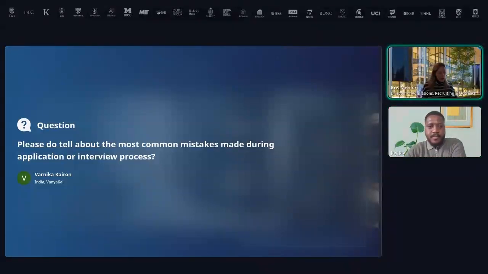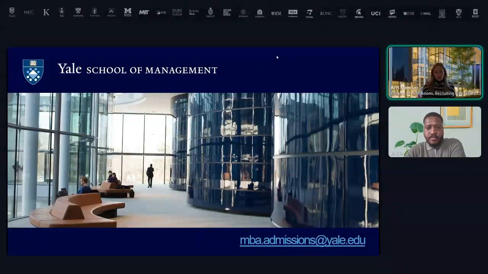Good question. During the application, there are a few things you could imagine, like not spell checking, not reading instructions, not following instructions. But I think the most helpful answer to you is actually one of my top tips: at the end of the day at Yale, not all schools work the same way, but at Yale, we make decisions by committee.